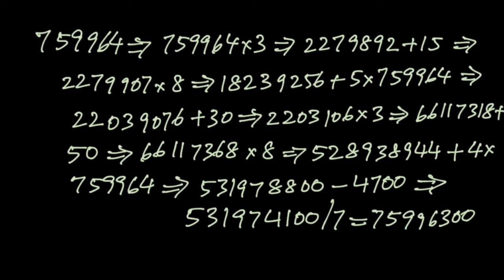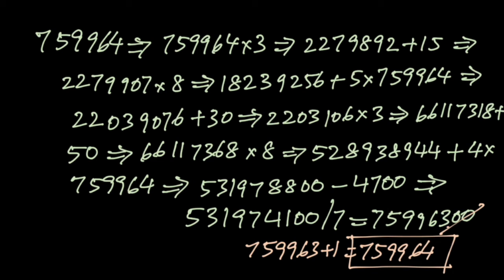Finally, you are going to have this number. So we will take off 2 zeros from the end and we will add 1 to it. So this is what our answer is.